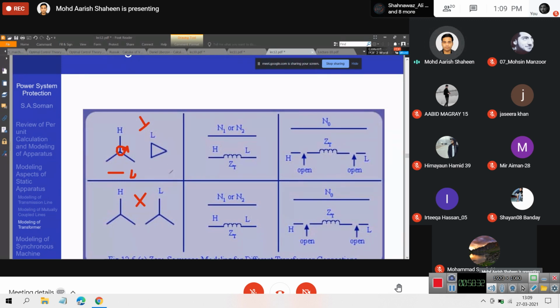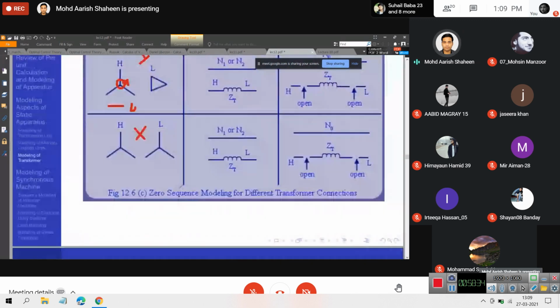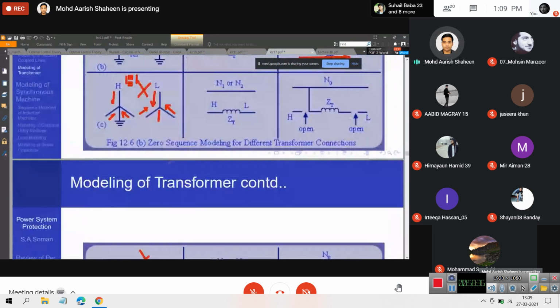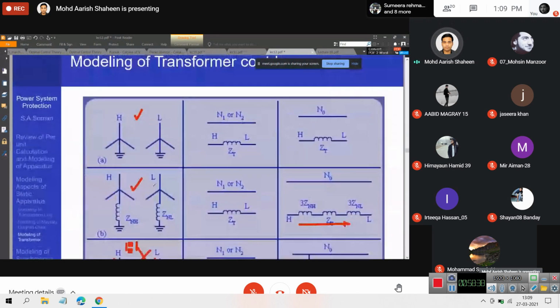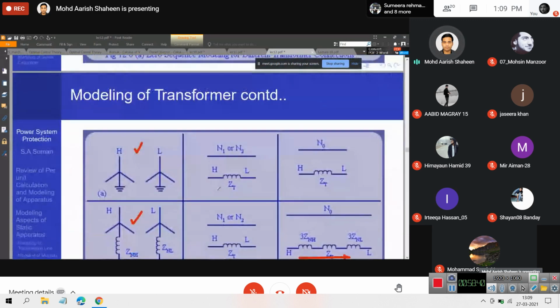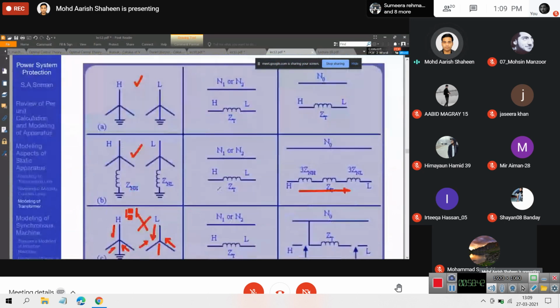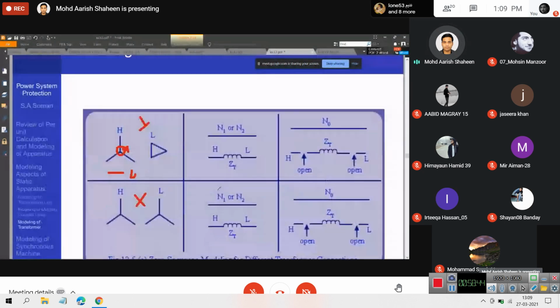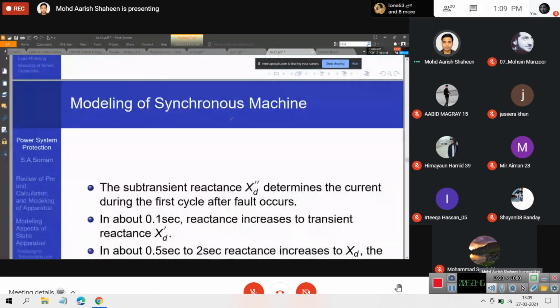I think I'm out of time. Please revise this. This is again present in any book of power system, sequence modeling of transformers. मैं जल्दी इस पे जा रहा हूँ because I'm assuming ये आपने पढ़ा है, ठीक है. So inshallah in the next class we'll study, revise the sequence modeling of a synchronous machine and solve a few numericals. Any questions?